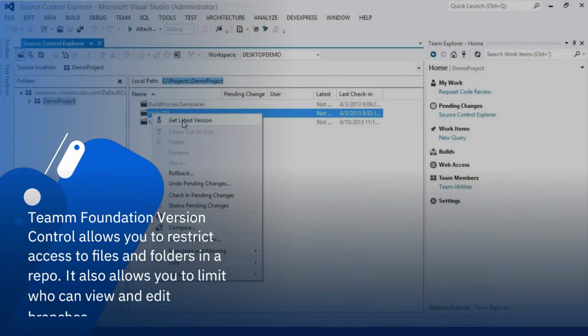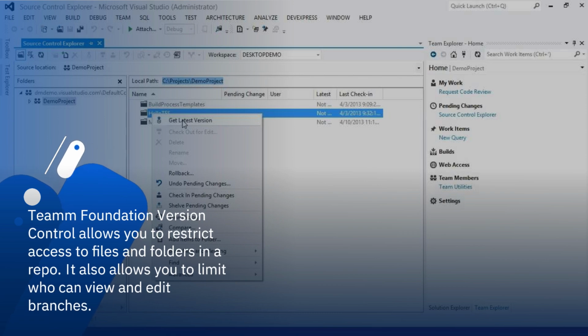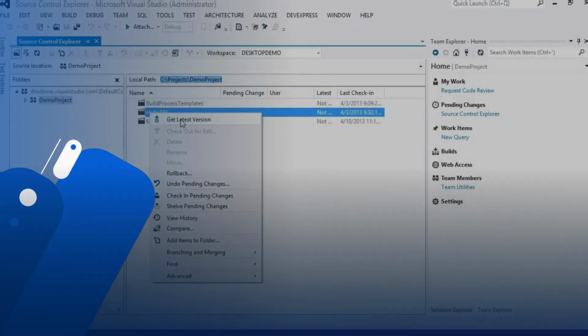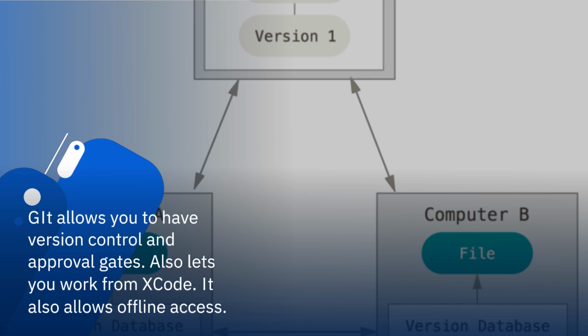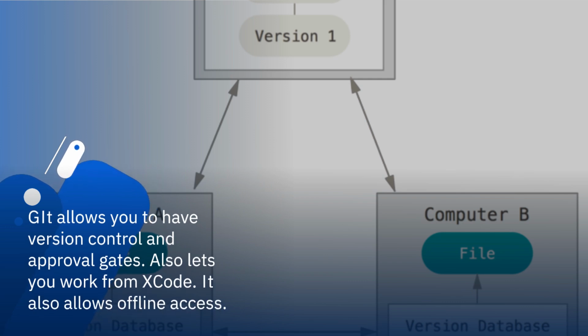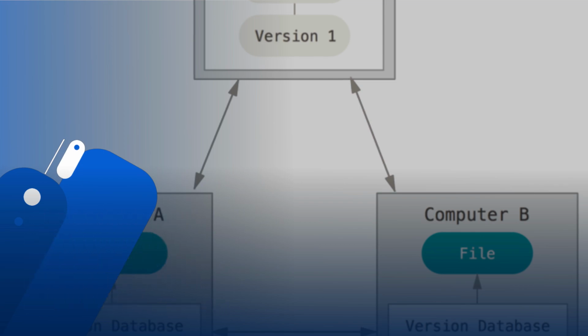Team Foundation version control allows you to restrict access to files and folders in a repo. It also allows you to limit who can view and edit branches. Git allows you to have version control and approval gates. It also lets you work from Xcode. It also allows offline access.